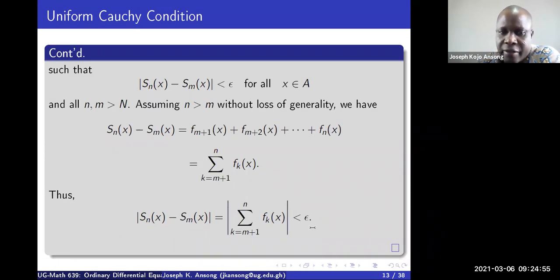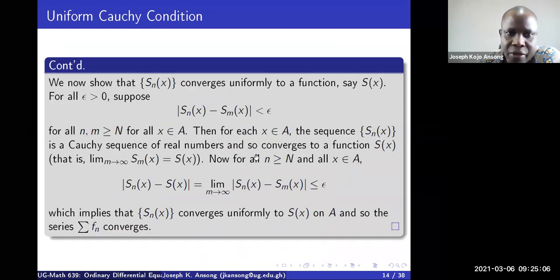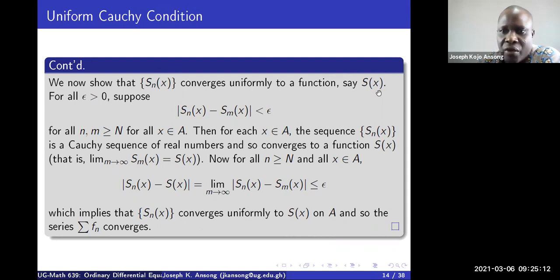This is less than this. Okay, great. So let's go the other way around. On the other hand, we want to suppose, right? We now want to show that these partial sums converge uniformly to a function. Let's call that s of x. So for all epsilon greater than 0, we want to suppose this is true. All right, we just proved this. Now we're supposing it's true for all n, m greater than N, for all x in A.